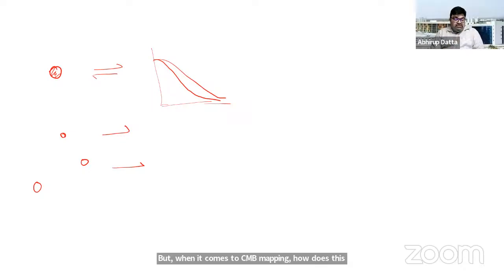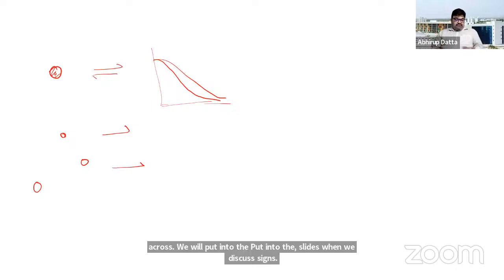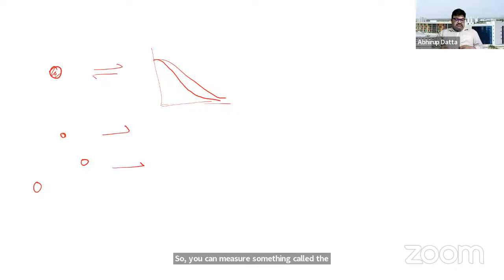It does actually. If you look at the visibility, it is a good point. I mean, we are now jumping across. We will put it into the slides when we discuss science. So you can measure something called a power spectrum in the visibility domain.